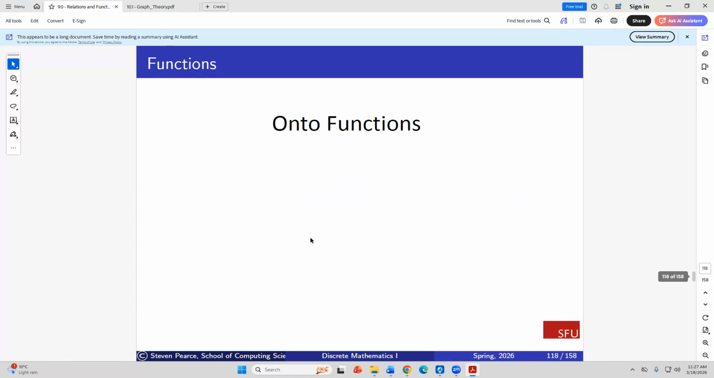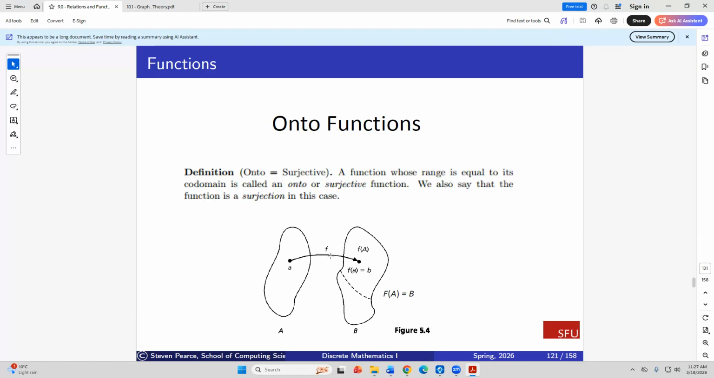We went through this already, and onto functions involved Stirling numbers. So onto basically says you can map... Well, first of all, this whole thing, f of a, if you map all of this and it equals b, then it is onto. Okay, you can't have anything missing.